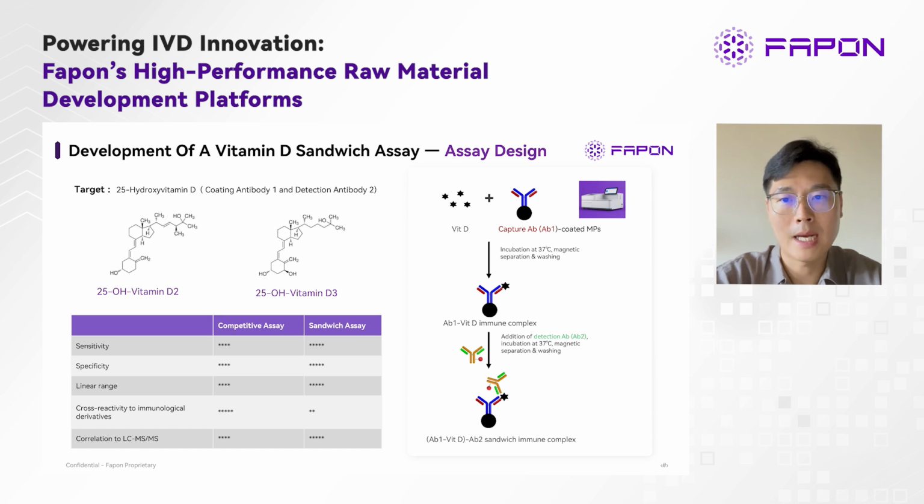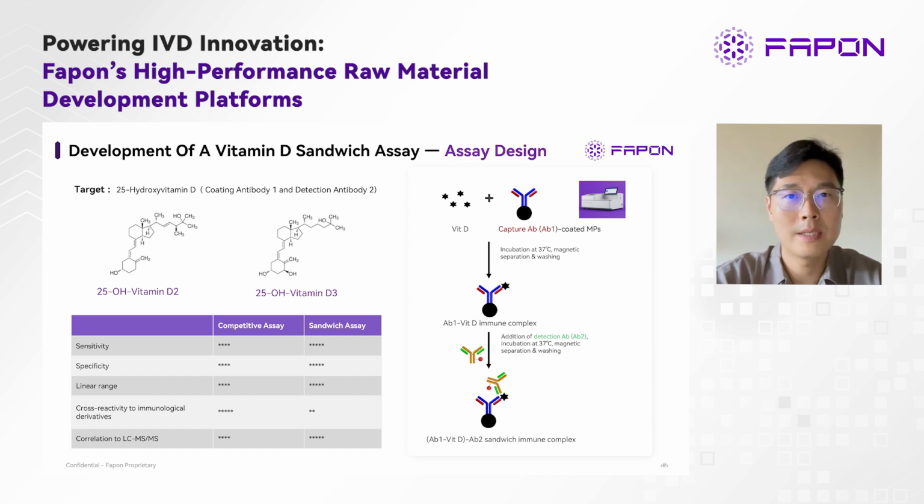Traditionally, most vitamin D assays have relied on competitive assay formats, which can suffer from low sensitivity, narrow dynamic range, and most importantly, are very easily affected by interferences. To tackle this problem, we developed a sandwich assay for vitamin D detection. The key to the success of this project is to develop the right antibodies. And fortunately, we were able to do so following a similar workflow as I've shown before.